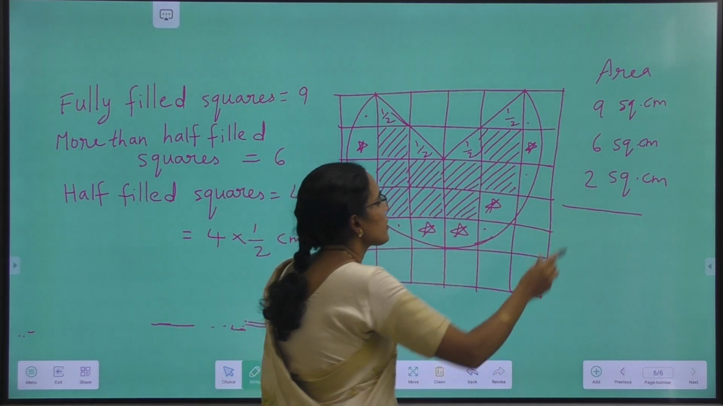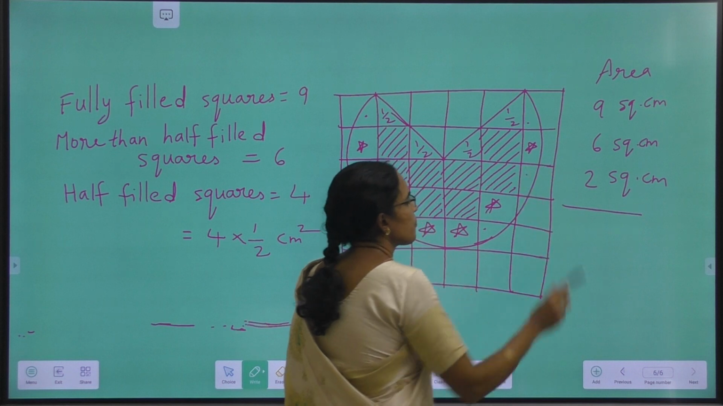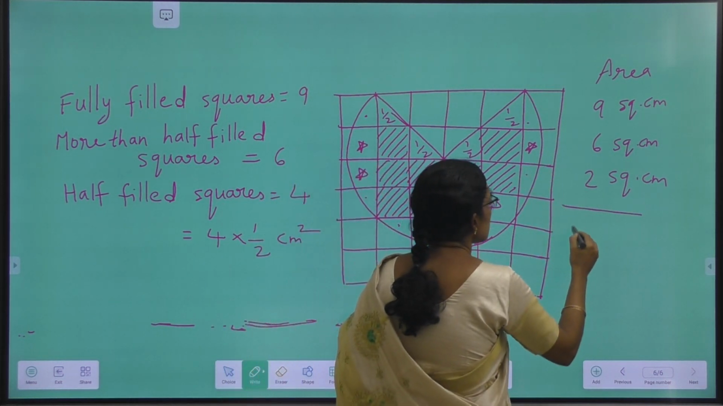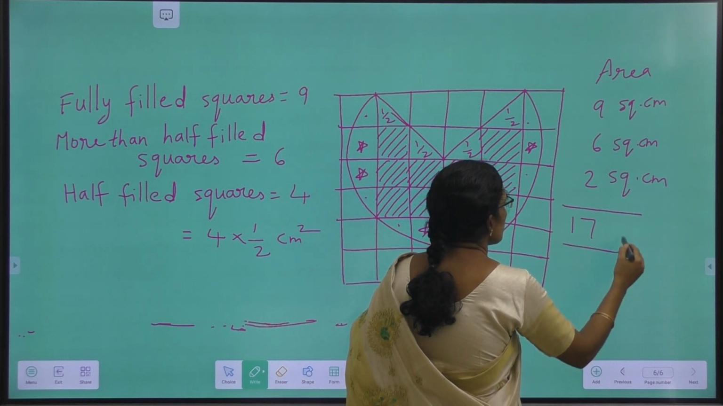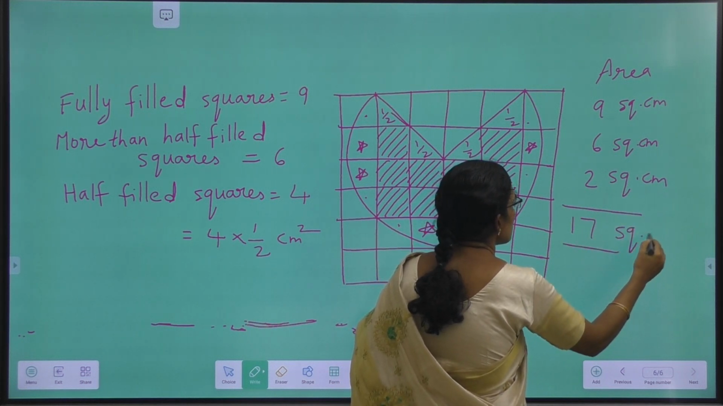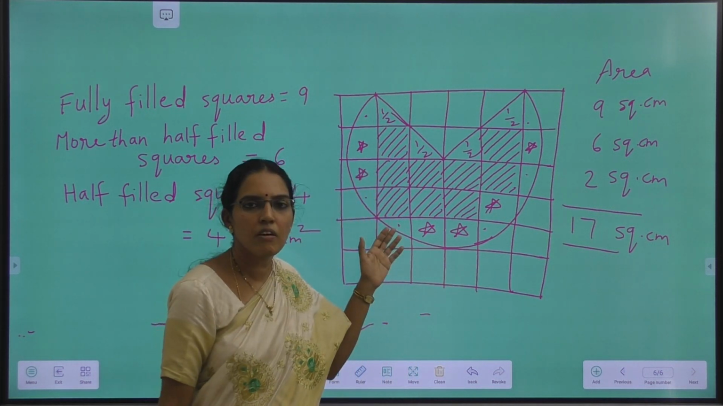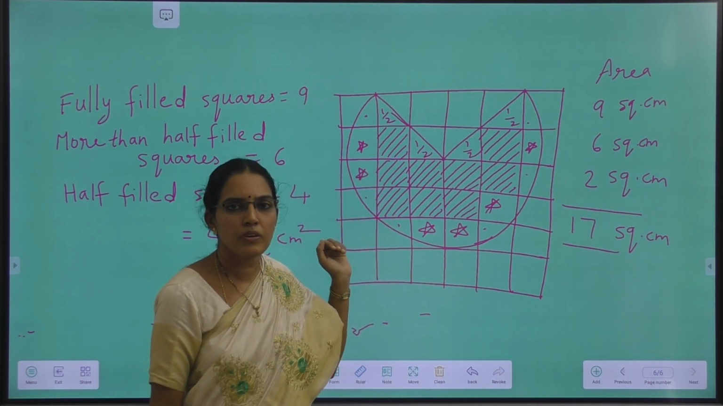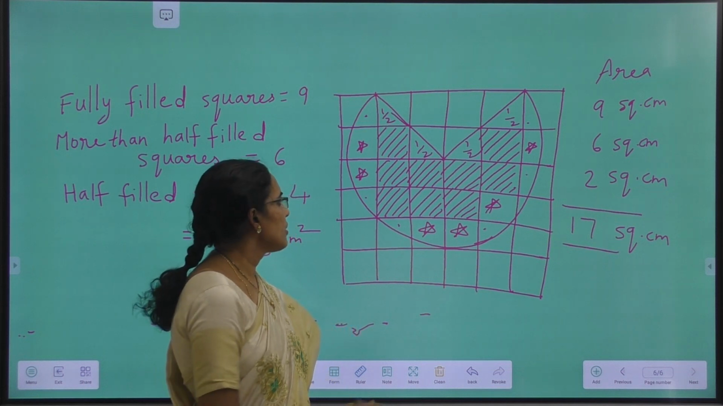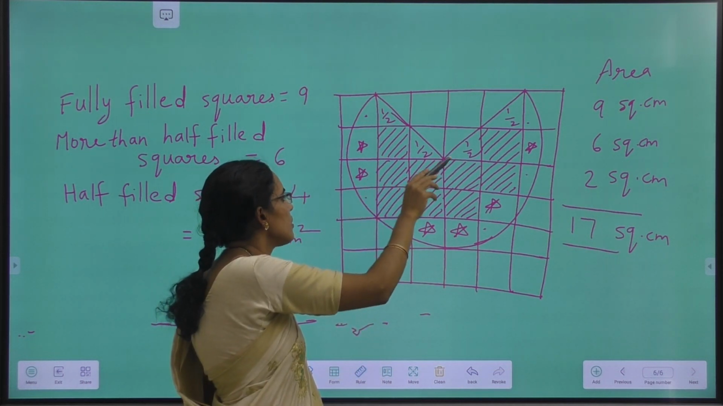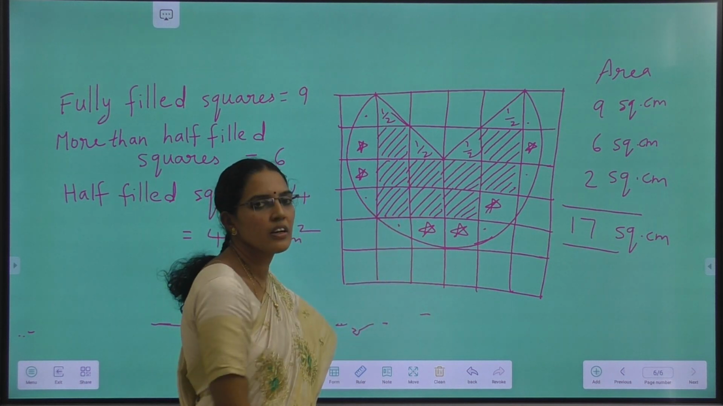Total area, that is 9 plus 6. 9 plus 6 is 15. 15 plus 2 is 17. Therefore the area is 17 square centimeters. In this way we have to find out the area of irregular shapes. Draw the shape on a graph sheet and observe how many squares it is covering.